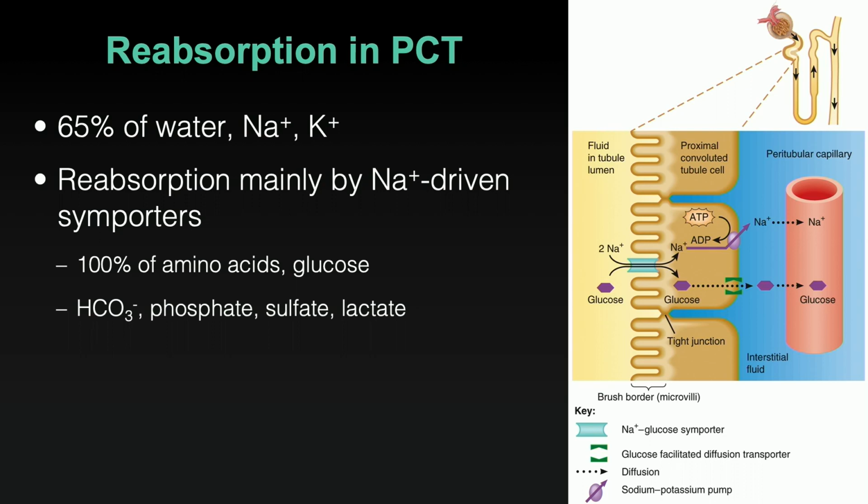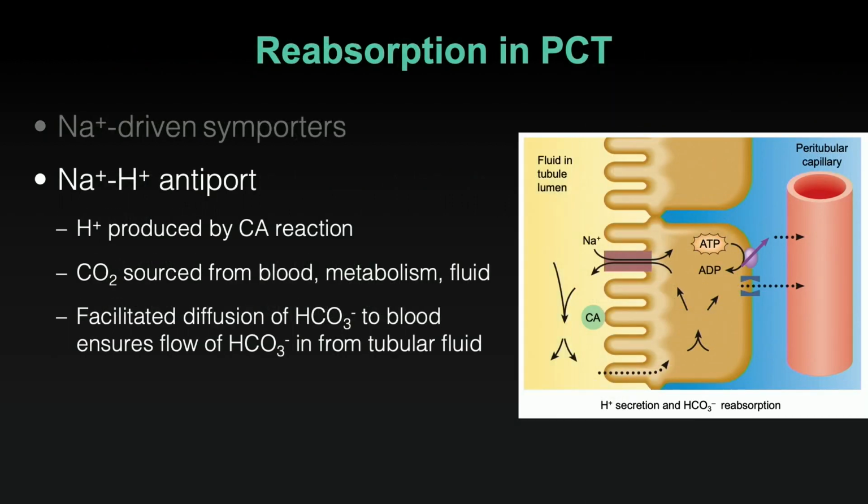Sodium-potassium ATPase. It's in all cells, always working. And then glucose diffuses out, facilitated diffusion out into the bloodstream. And it's through this mechanism that all glucose is reabsorbed. So symport, leveraging the sodium gradient, is responsible for a lot of movement of these solutes. What else is there in the proximal convoluted tubule?